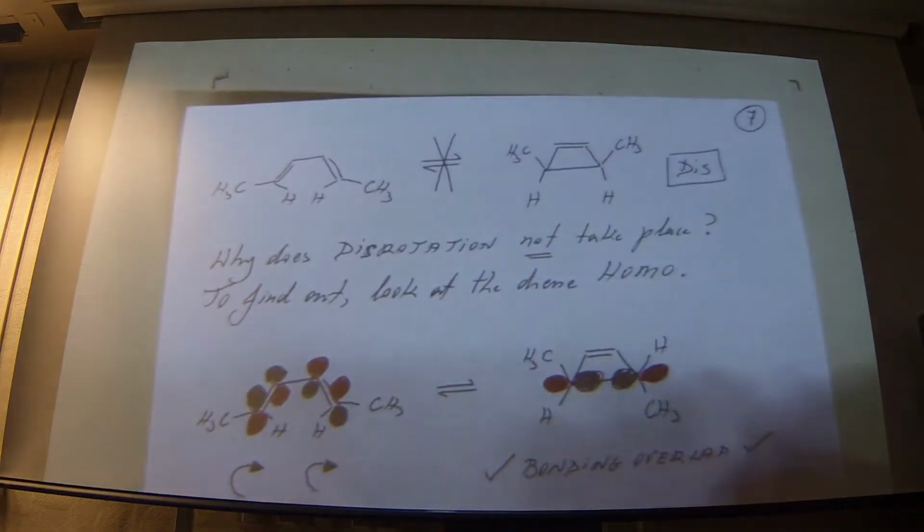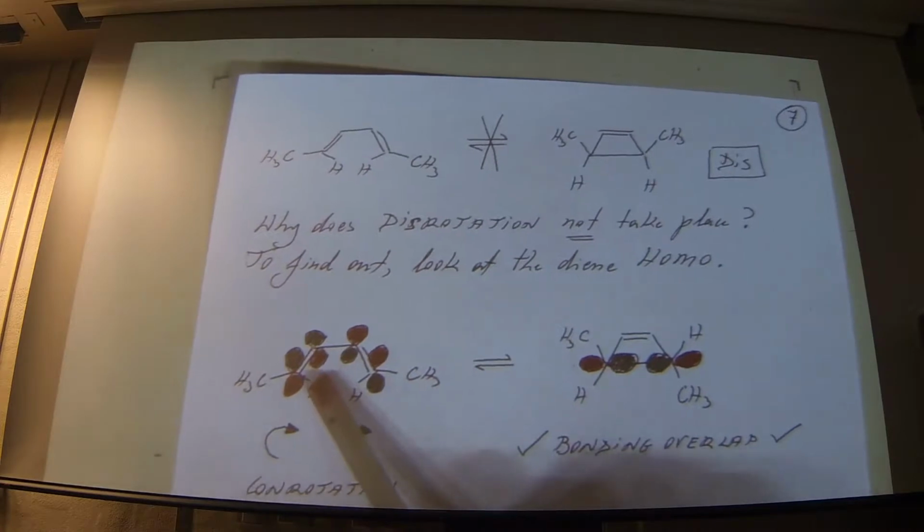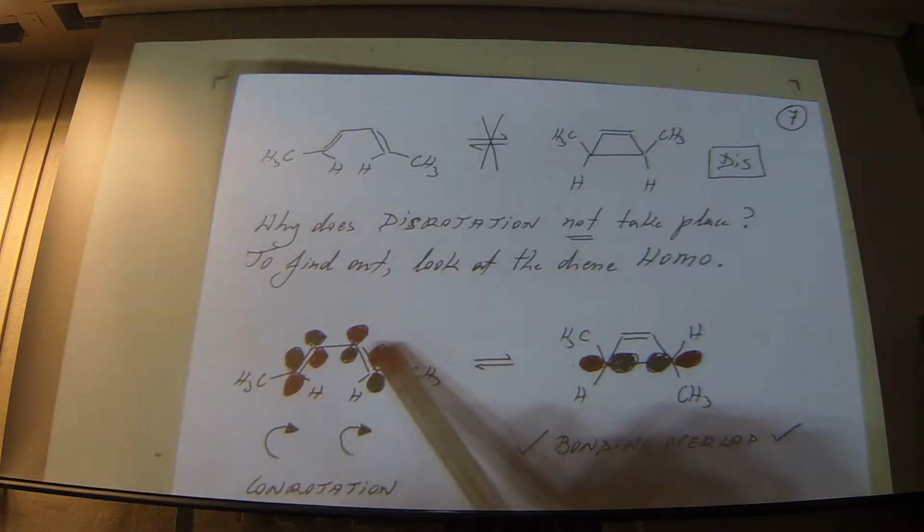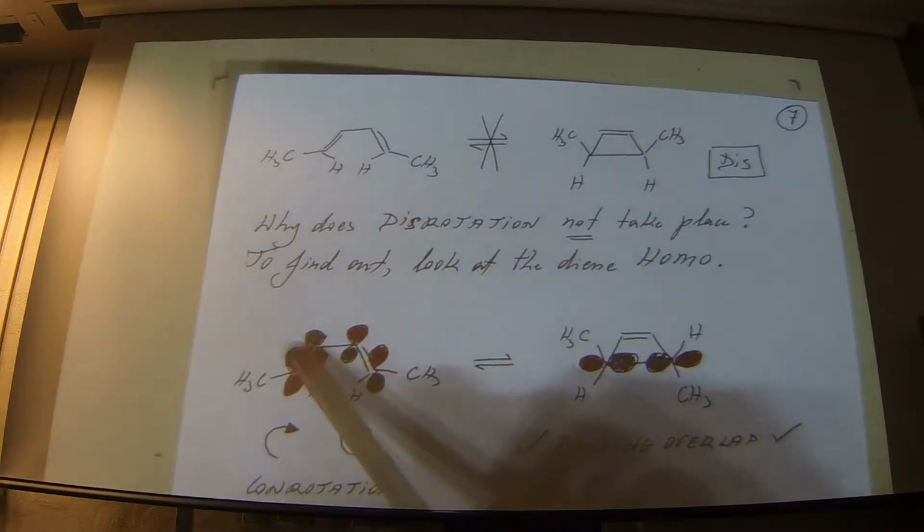Now let's apply that to the ring opening reaction and see whether we can make some sense out of it. So we're going to look at the highest occupied molecular orbital for the ring open compound. Here it is. And notice that it is antisymmetrical, that I have a red up, black down, black up, red down.